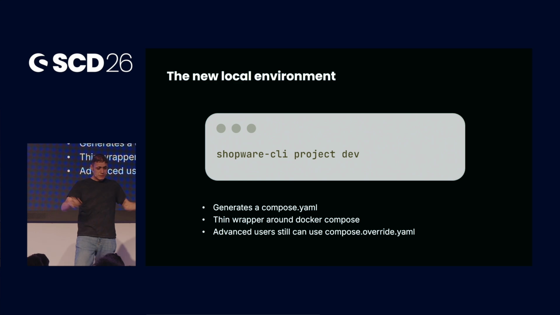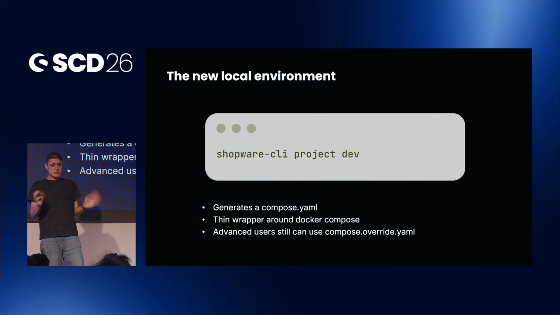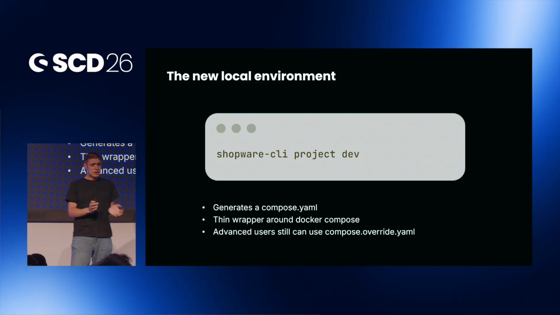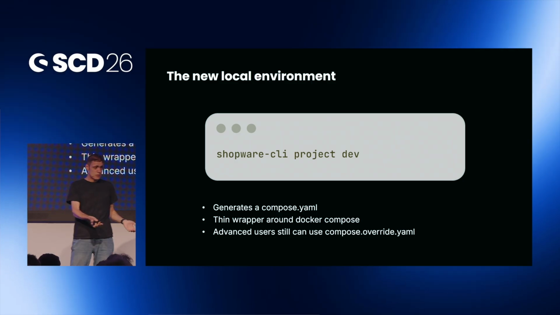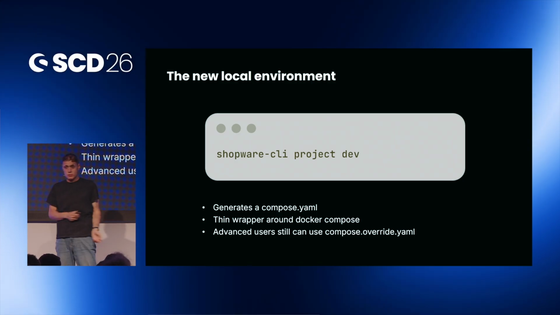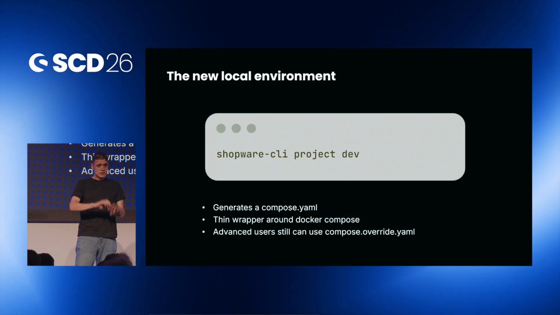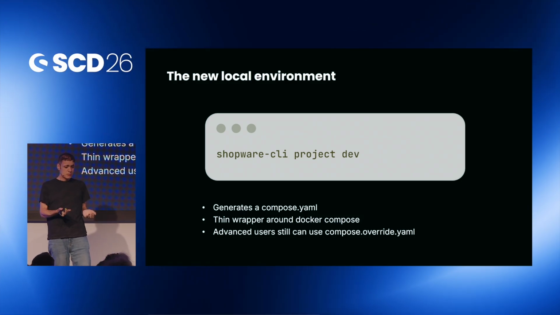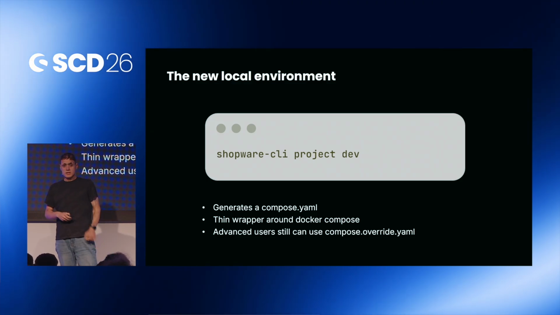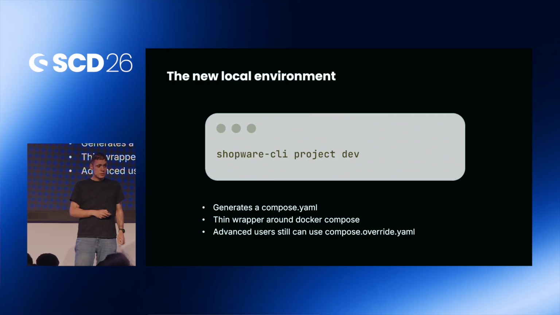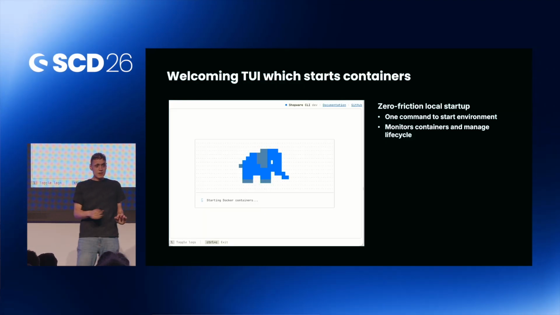And to the project dev itself. You run project dev. It feels a little bit magic, but what we do at the end is generate a compose YAML. So if you know Docker, you can still go and create a compose override YAML and do whatever you want. But in the first place, we manage it to make it simple, and it's kind of a thin wrapper around Docker Compose.